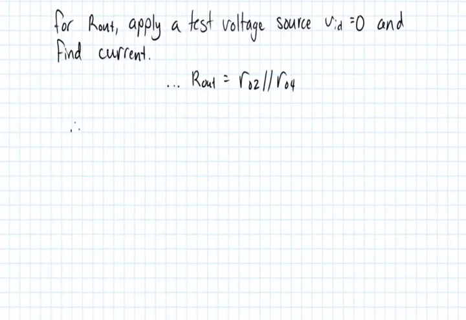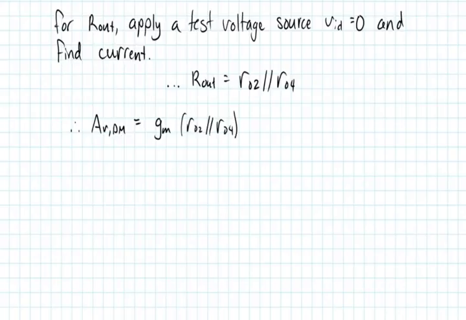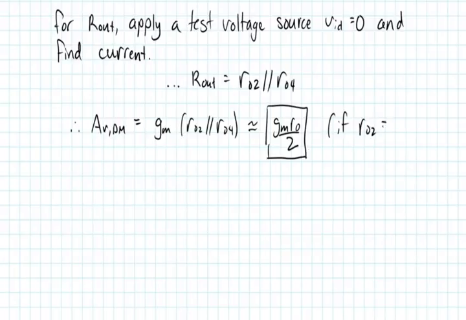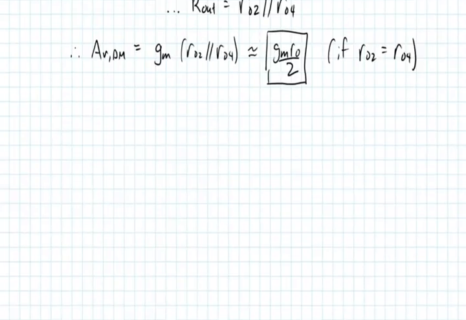Okay, so therefore what this says is AV, the differential mode gain, is equal to GM times RO2 parallel RO4. That's it. Which is roughly equal to GM R0 over 2, if RO2 is equal to RO4. And this is exactly the same gain that we would get in a common source amplifier if it were actively loaded and the output resistance was RO and two of them in parallel.